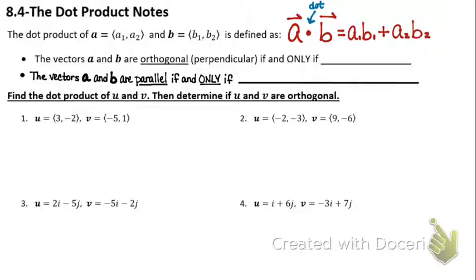Two vectors are orthogonal to each other, which is the same way as saying perpendicular. I'll explain why we have that other word for it in just a moment. Two vectors are orthogonal or perpendicular to each other if, when you do the dot product, the result is 0.